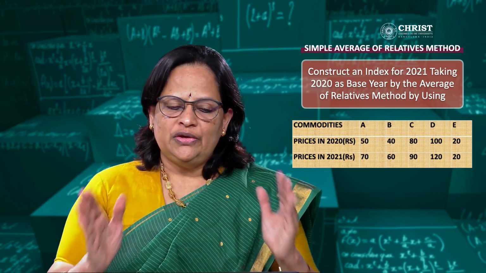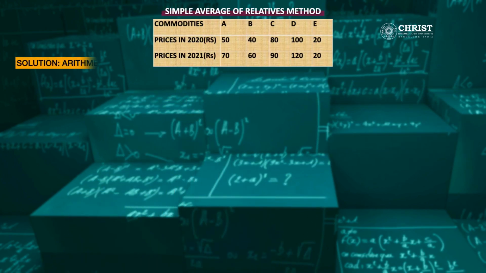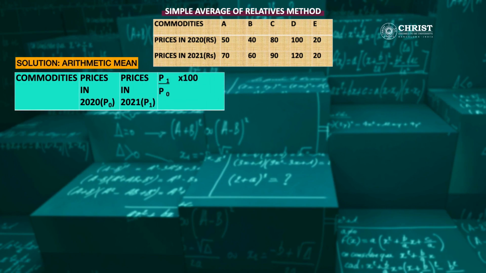Now, in the solution you can see that the first column shows the commodities. The second is prices in 2020, that is the P0 values. Next is prices in 2021, that is the P1 values. And the last column is the price relatives, that is P1 divided by P0 into 100. That means price relatives we are calculating for all the values. This computation is based on arithmetic mean.